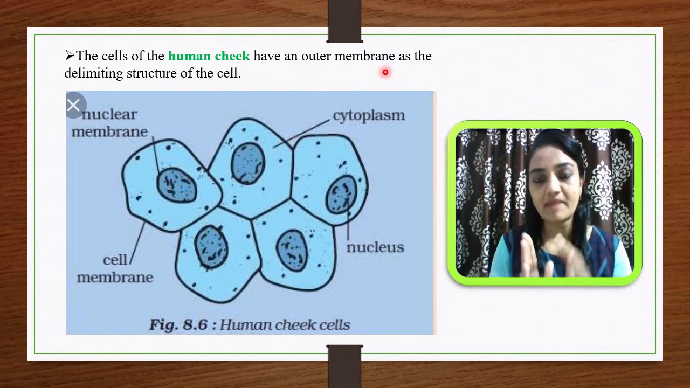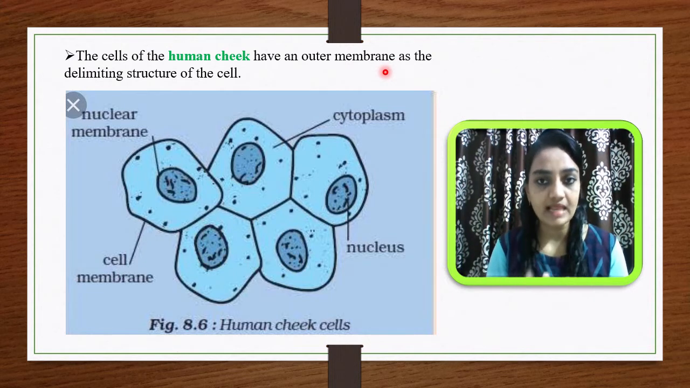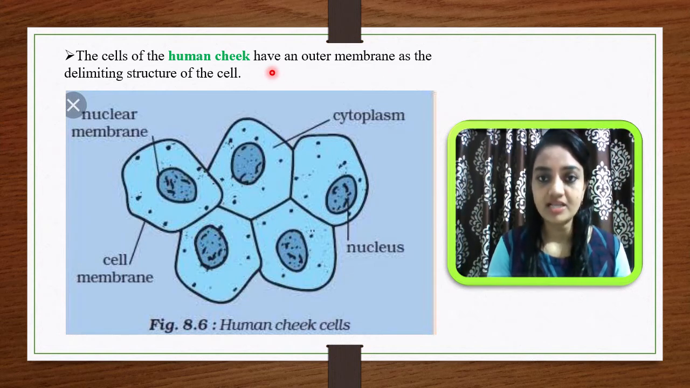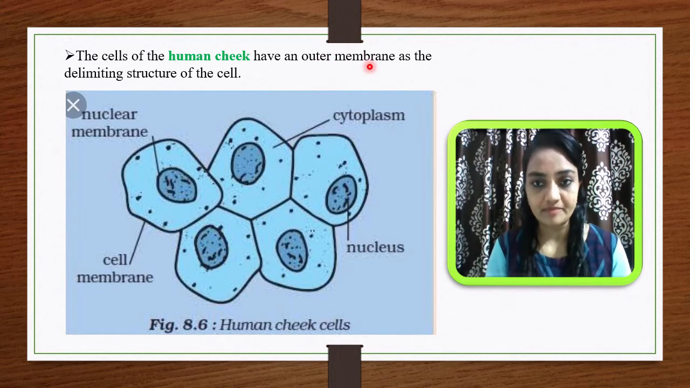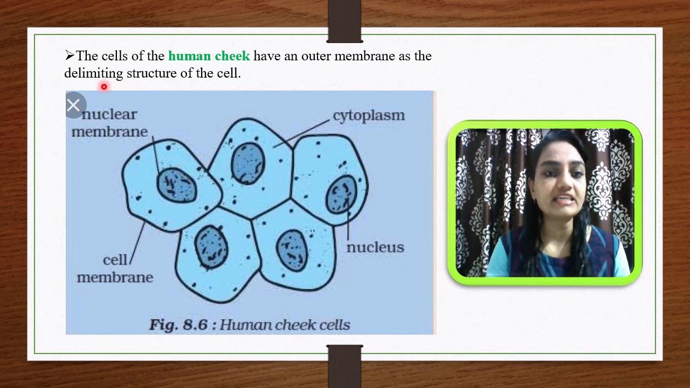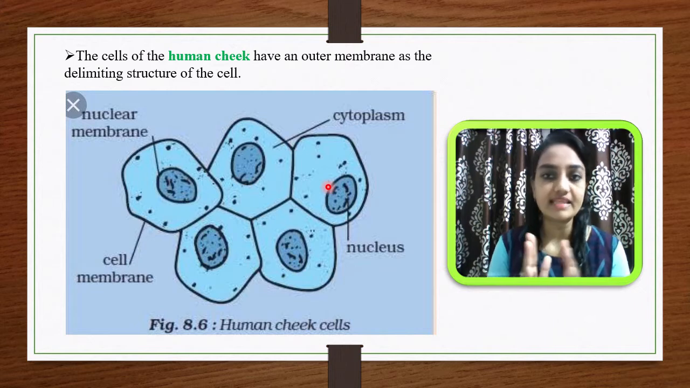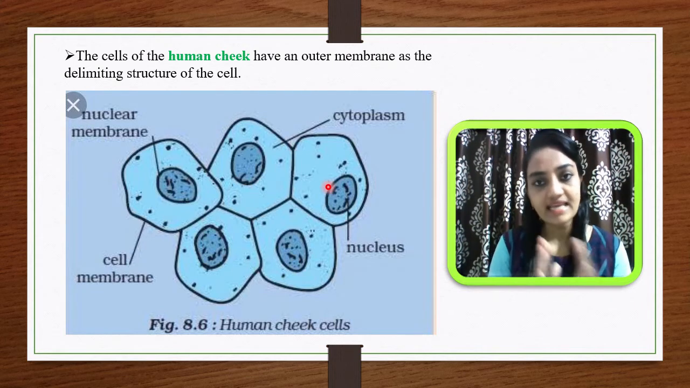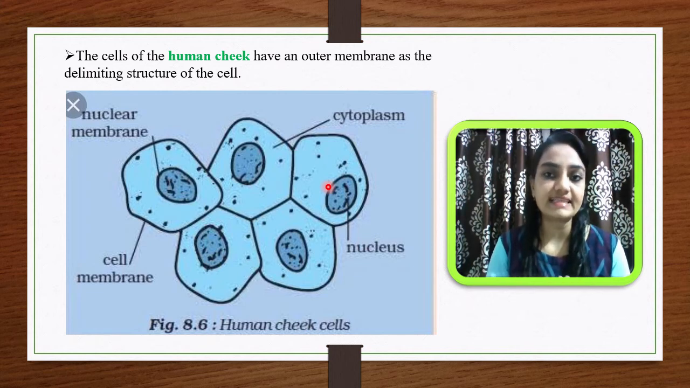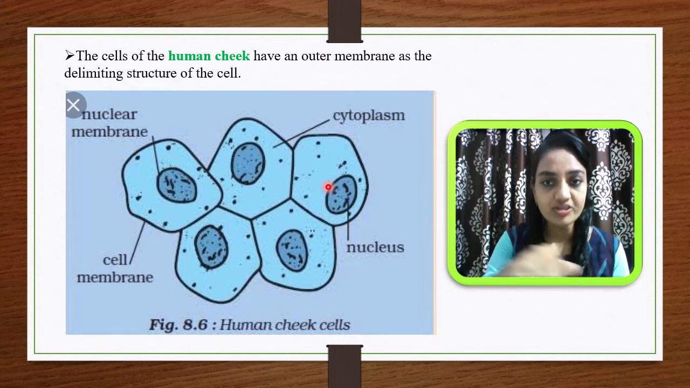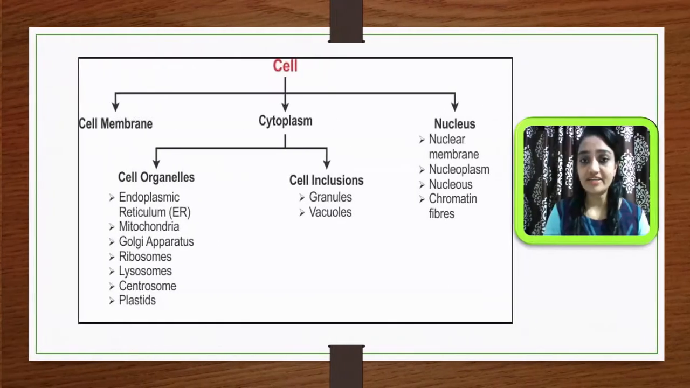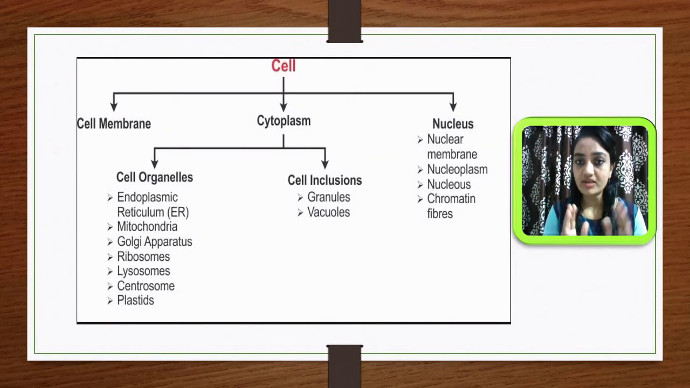If you observe a plant cell, the outer boundary will be the cell wall, but in the human cheek cell the outer membrane is the cell membrane, the delimiting structure of the cell. This is the main difference between plant cell and animal cell. In a plant cell the outer boundary is the cell wall, but in any animal cell the outer boundary is the cell membrane.